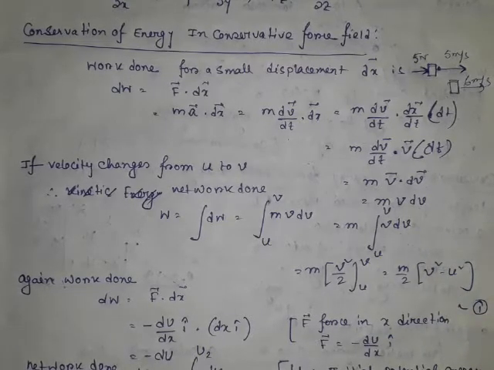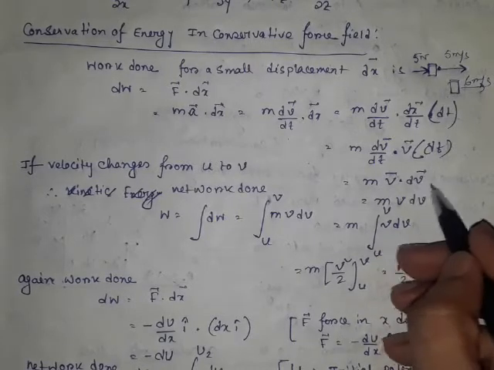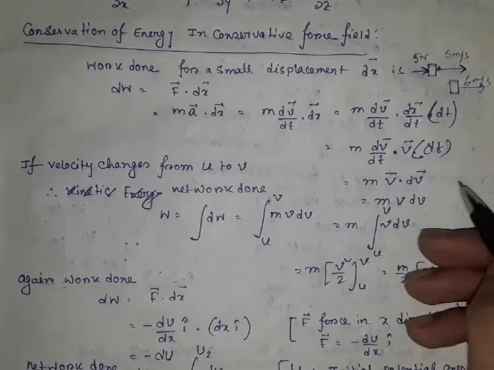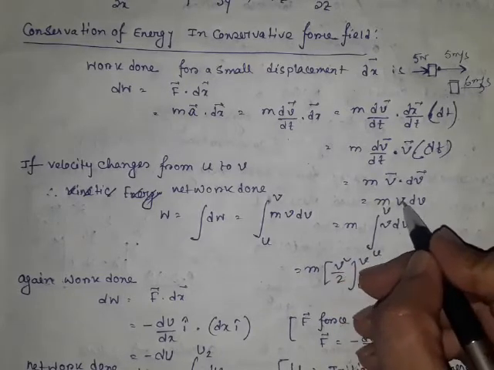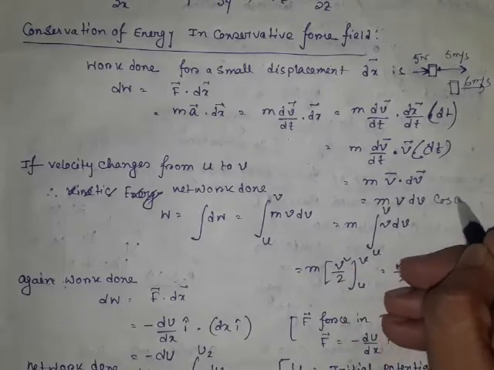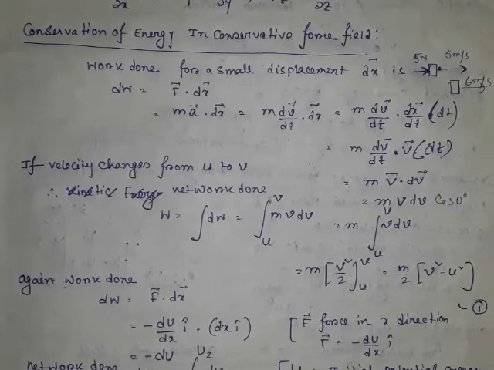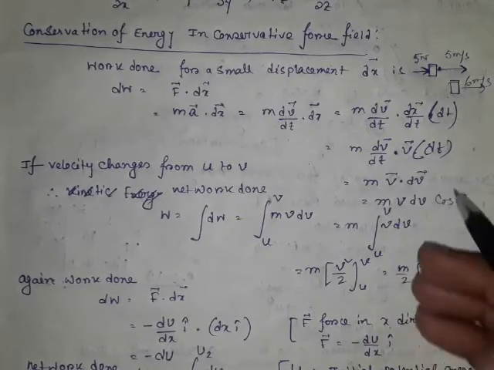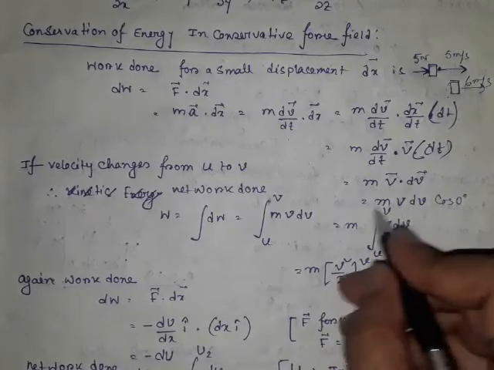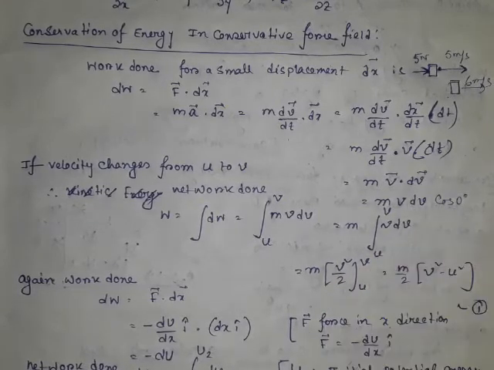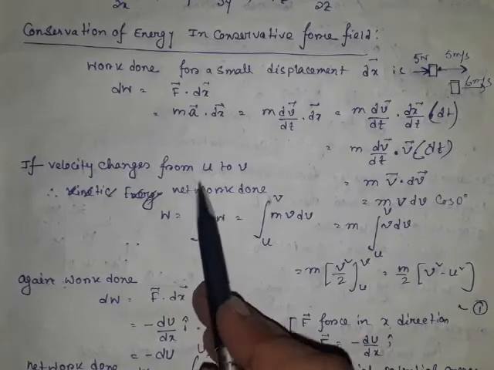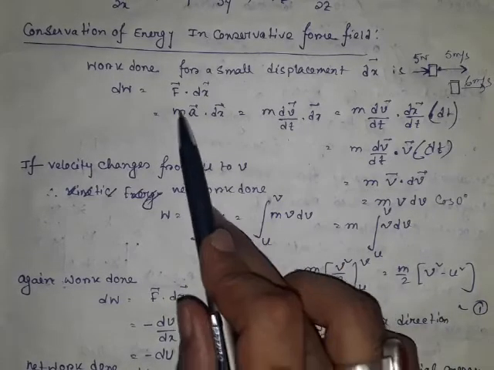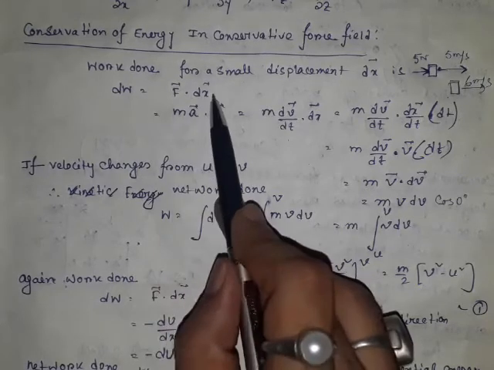Since both are in the same direction, we can write m v dot dv as m v dv cos 0 degree. We know a dot b is ab cos theta, so that will be v dv cos 0 degree, and cos 0 degree is 1. So simply m v dv. Now since our velocity has changed from u to v, this is the elementary work done due to the displacement of dx.